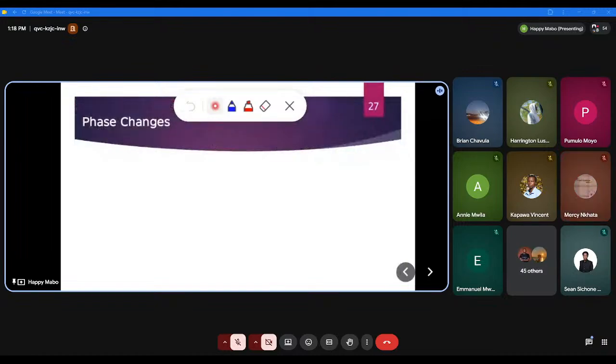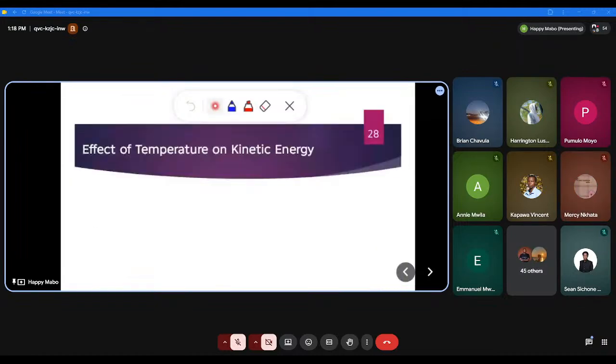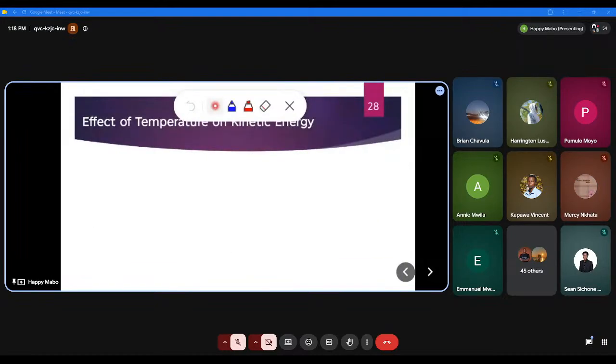The phases. So we have what we refer to as phases.